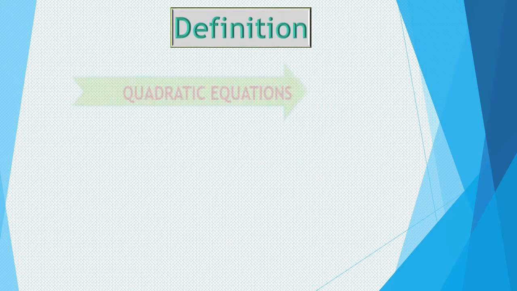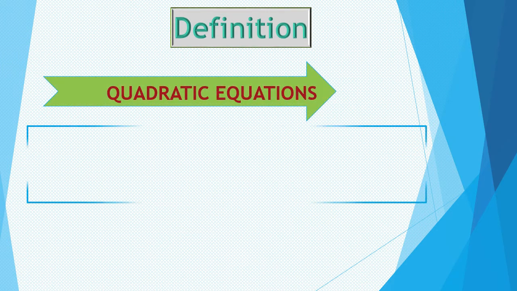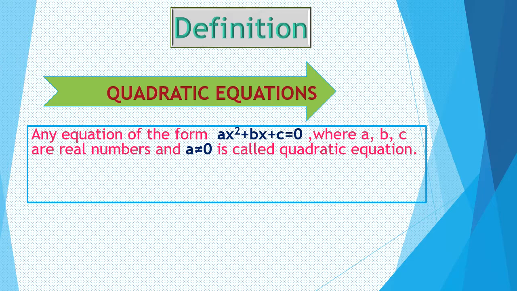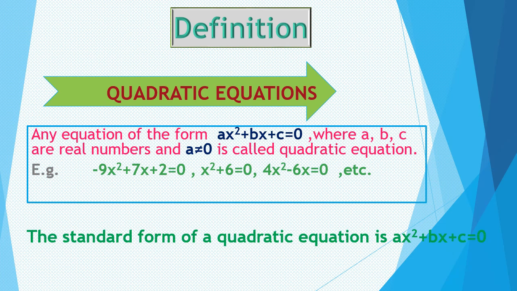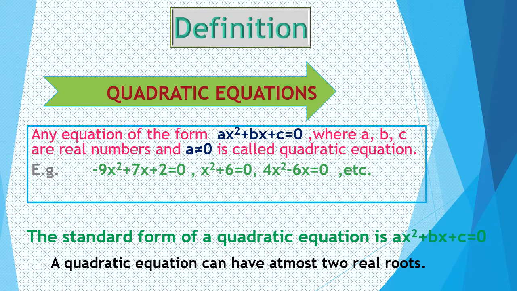So students, here you can see the definition of a quadratic equation. Any equation of the form ax square plus bx plus c is equal to 0, where a, b, c are real numbers and a is not equal to 0, is called a quadratic equation. These are a few examples. The standard form of a quadratic equation is ax square plus bx plus c is equal to 0. You have to remember this in your mind. Next, a quadratic equation can have at most 2 real roots. As you know, roots and zeros almost mean the same.